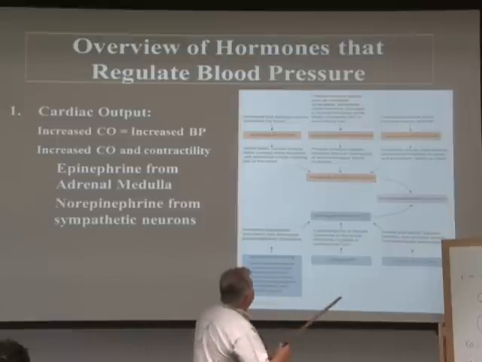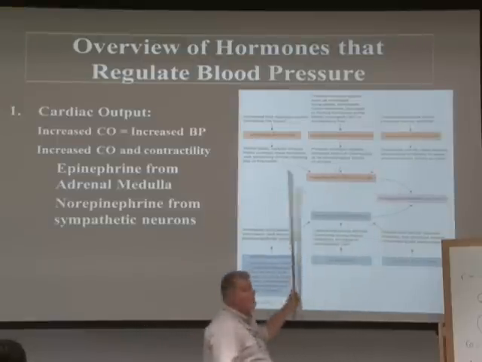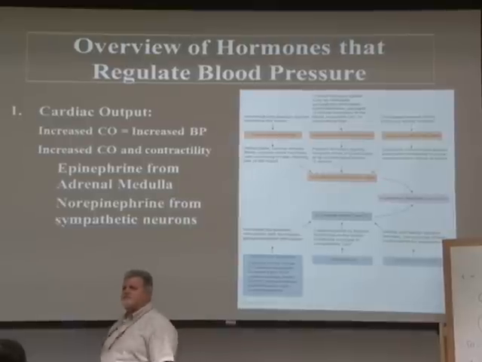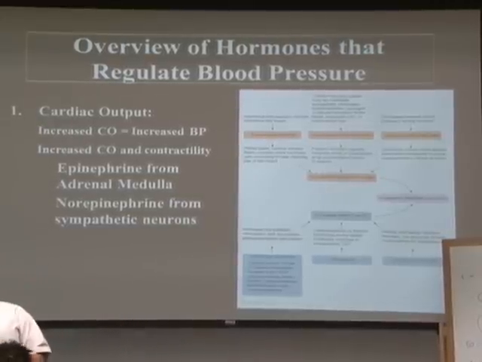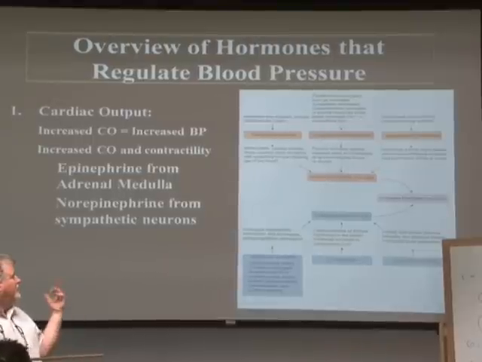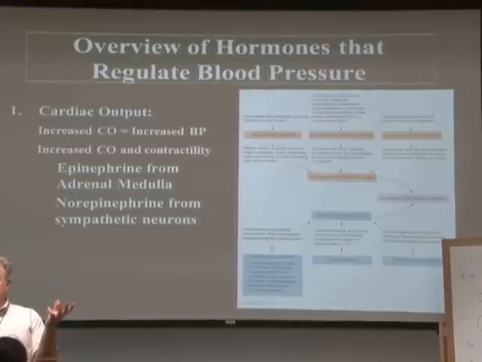All right. So then the other thing we talked about was preload and afterload that affect stroke volume. So preload was what? We want to increase the stretch on the ventricles. So the volume of blood in the ventricle during an isovolumetric contraction would be in diastole or in systole?